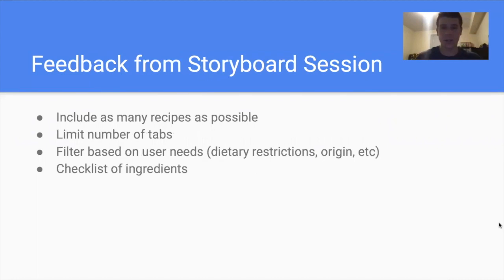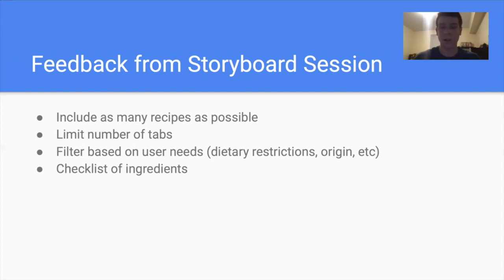Based on our storyboard session, we received a lot of feedback. We learned that we should include as many recipes as possible from whatever API we find so that people who search have a lot of recipes to choose from. Additionally, we should limit the number of tabs that we use and have a profile page that includes both the grocery list itself and the favorites of the recipes that users chose.